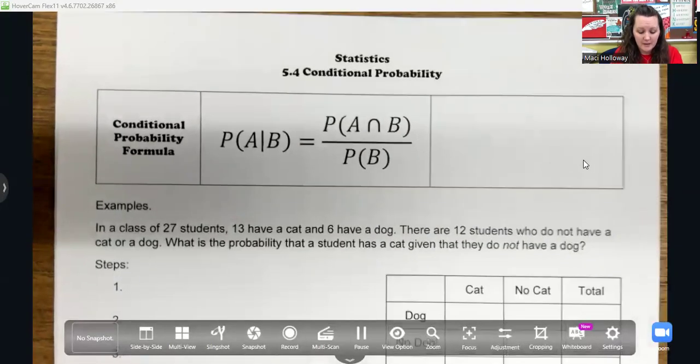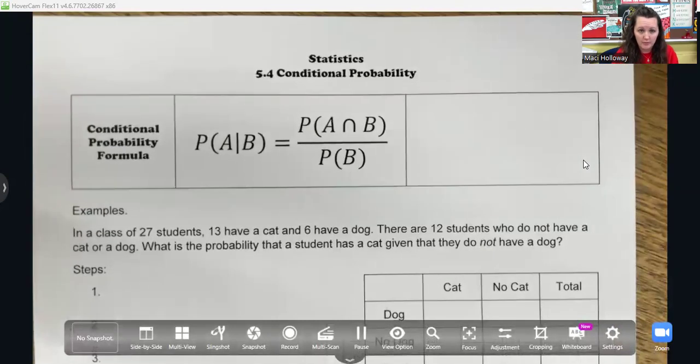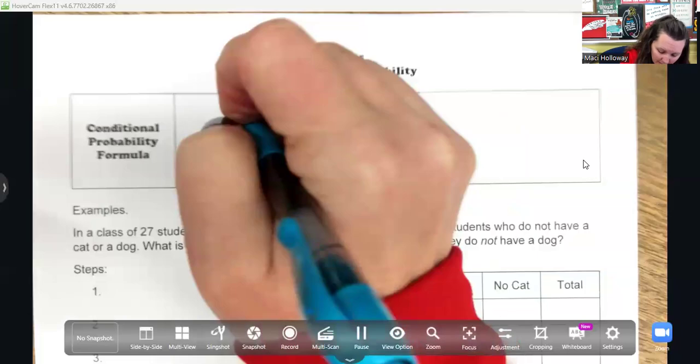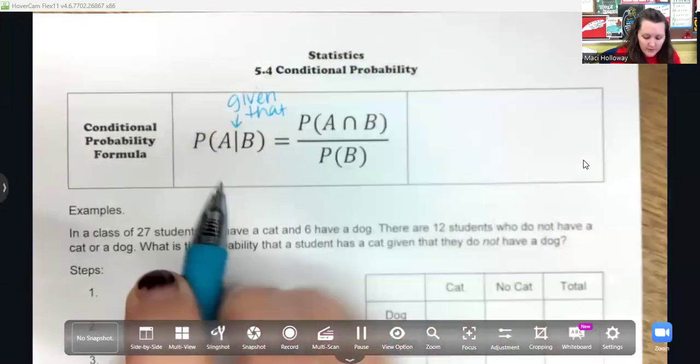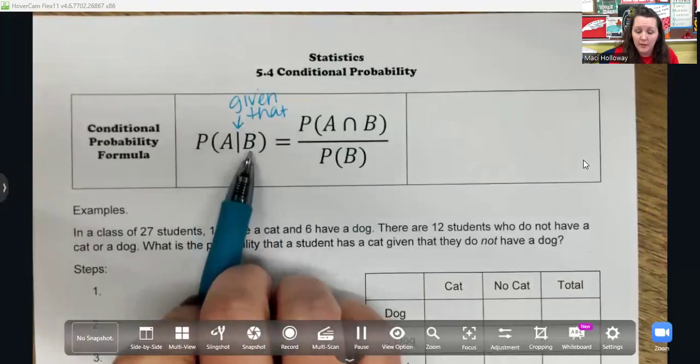Hey, stats students, we are in our last section on probability. We're going to be talking about conditional probability, which basically means the probability of an event occurring given that another event has already occurred. So let's be reminded what these things mean. This line means "given that." So this is the probability of A, given that B has already occurred.